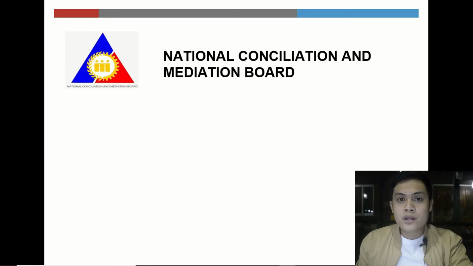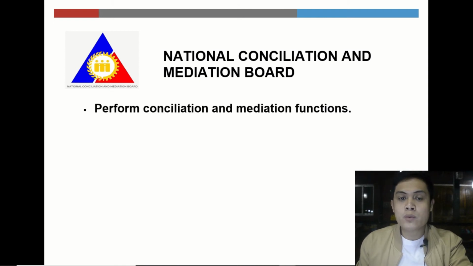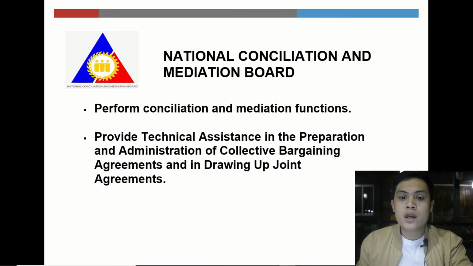Now, if the grievance committee from the previous slide was not able to address the conflicts between the management and the workers, then the Bureau of Labor Relations would endorse the conflict towards the National Conciliation and Mediation Board for the main purpose of interpreting the collective bargaining agreement. So this is the time that the NCMB would be part of the agreements, and they will perform conciliation and mediation functions, and they will also provide technical assistance in the preparation and administration of the CBAs and in drawing up joint agreements.